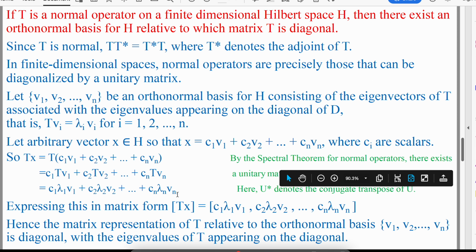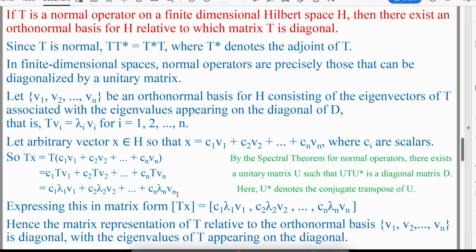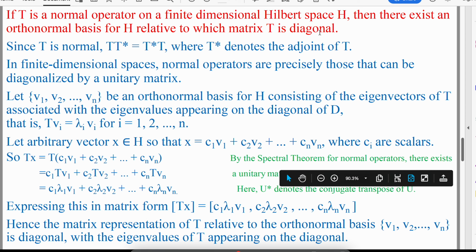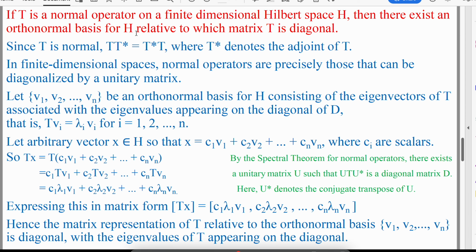Now one more result. If T is a linear operator on a finite dimensional Hilbert space H, then there exists an orthonormal basis for H relative to which the matrix of T is diagonal.